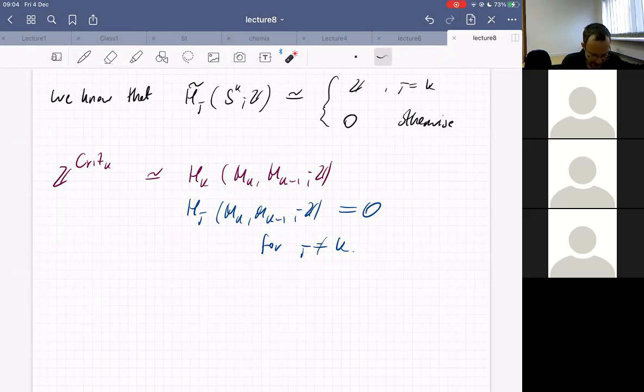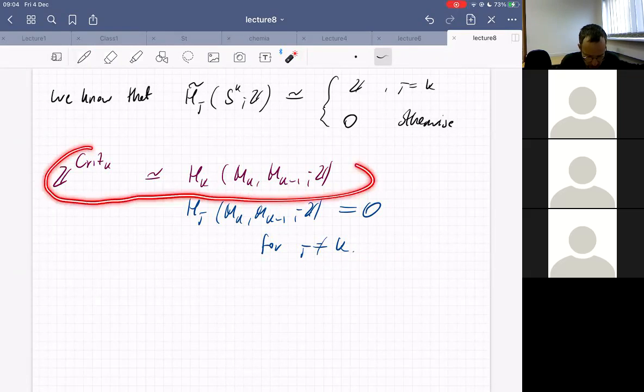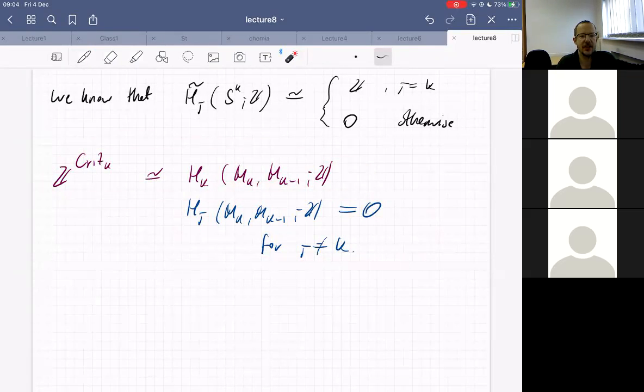But this is like a natural, well, maybe not natural in the sense of algebraic topology, but natural from the common sense terminology. We have an isomorphism between this space and that space, and we know that this isomorphism maps a critical point. The generators of this space correspond to pairs: critical point of index K plus the orientation.